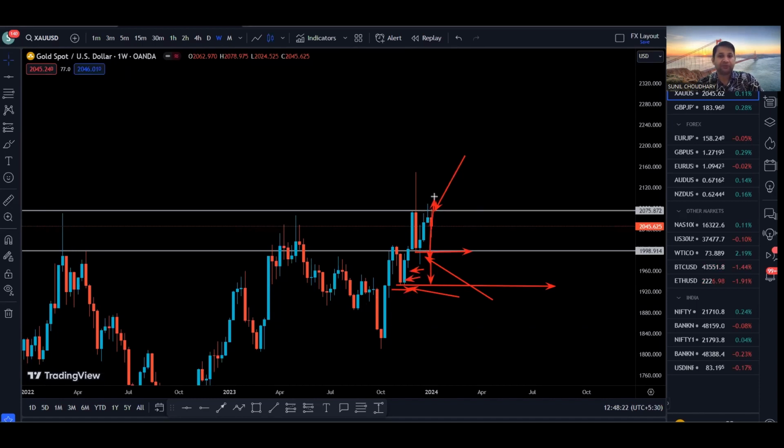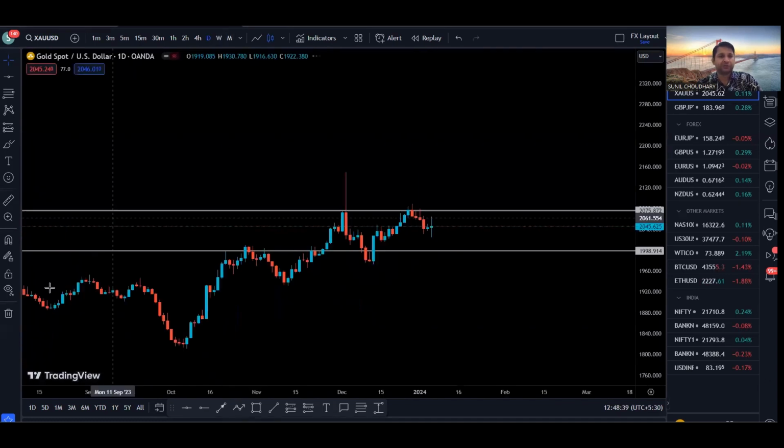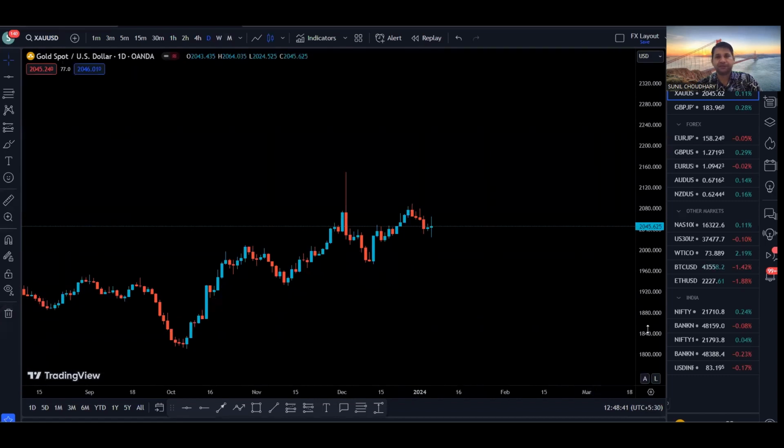At the same time, if we get a closure on the weekly time frame above this resistance, we have a wick to fill on the left hand side. So there is a pretty high probability price will come up to fill this wick on the left hand side. That is something I see on the weekly time frame. Now let's go to a daily time frame to find more details.